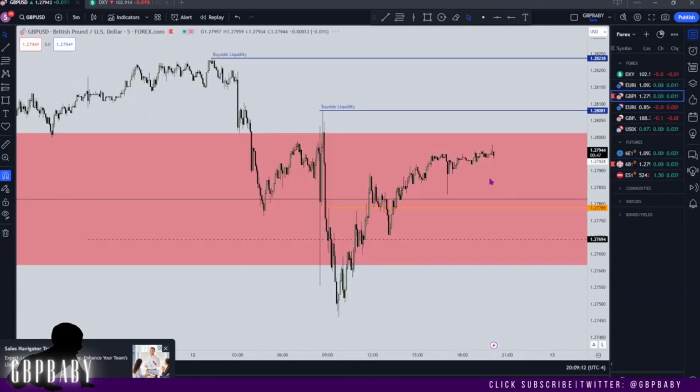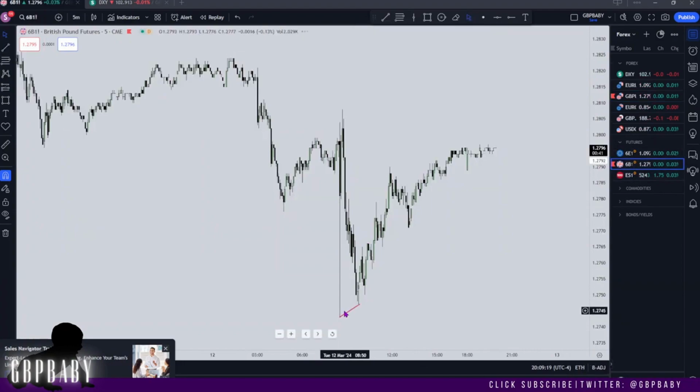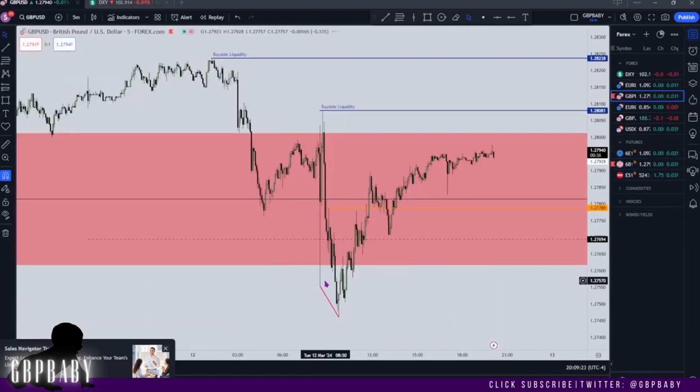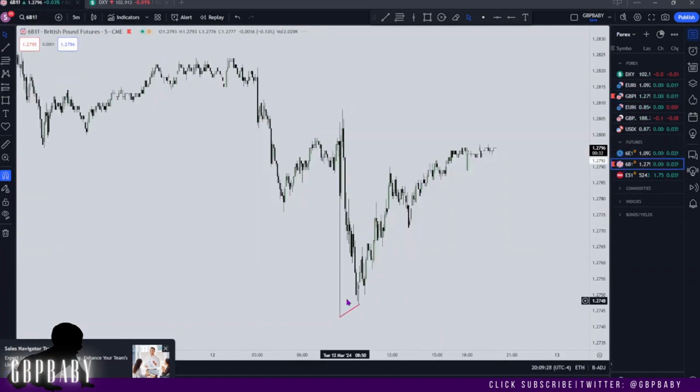When we look at GBP USD, you'll see that GBP USD made a lower low. Let me say that again. GBP made a higher low, sorry, here, and traded higher, and GBP USD made a lower low here. So the strength we're seeing in GBP futures is more significant, right? And it's showing strength on the pound side.